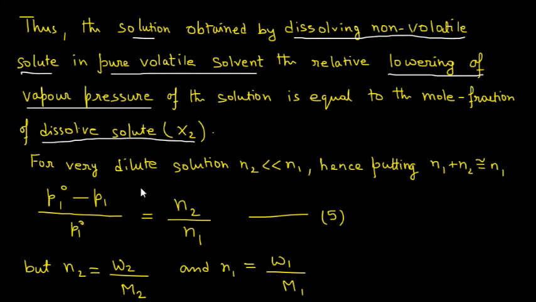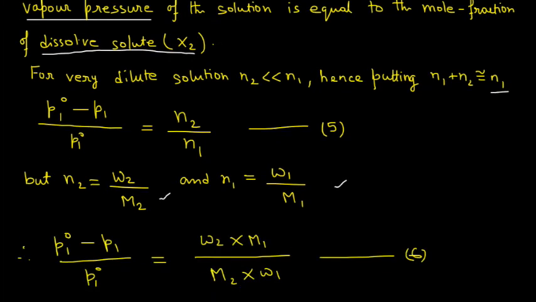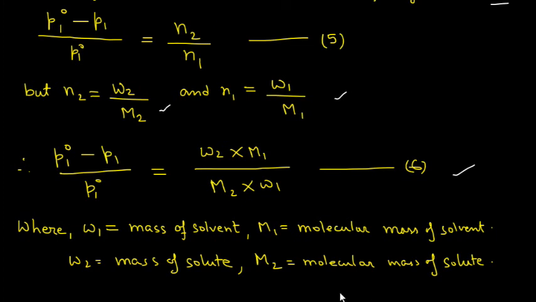For very dilute solution, N2 is less than N1, hence putting N1 plus N2 is approximately equal to N1. Therefore, P1 naught minus P1 upon P1 naught is equal to N2 upon N1, which is equation 5. But N2 is equal to W2 upon M2. So, number of moles is equal to mass of the substance upon molecular mass. So N1 is equal to W1 upon M1. Putting these values, we get P1 naught minus P1 upon P1 naught is equal to W2 multiplied by M1 upon M2 multiplied by W1. This is equation number 6, where W1 is mass of the solvent, M1 molecular mass of the solvent, W2 mass of the solute, M2 molecular mass of the solute.